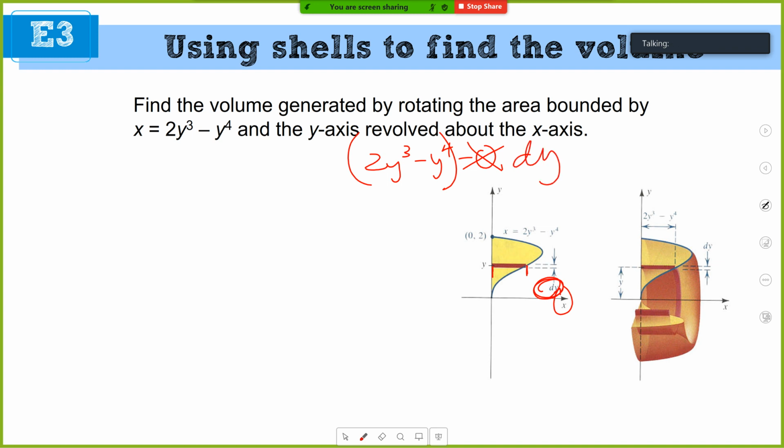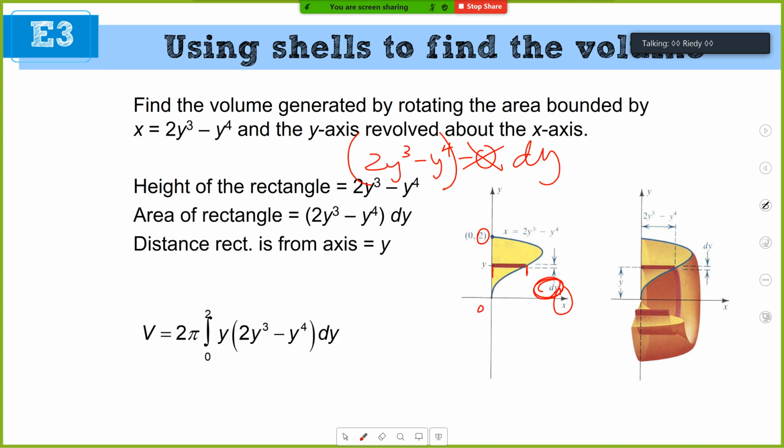We're good to go. How far is my rectangle from the axis of revolution? Y. Perfect. And I'm taking rectangles from where to where? We're almost done here. I just need my limits of integration. 0 to 2. Not 0 to 0, that makes no sense, because again, everything's in terms of y. 0 to the y value, which is 2. Put that all together, and we get that puppy.